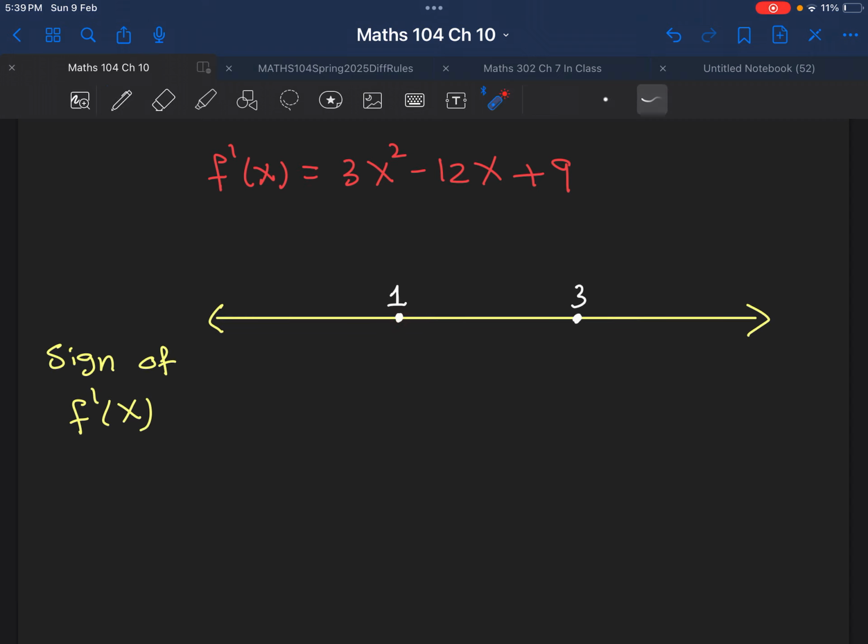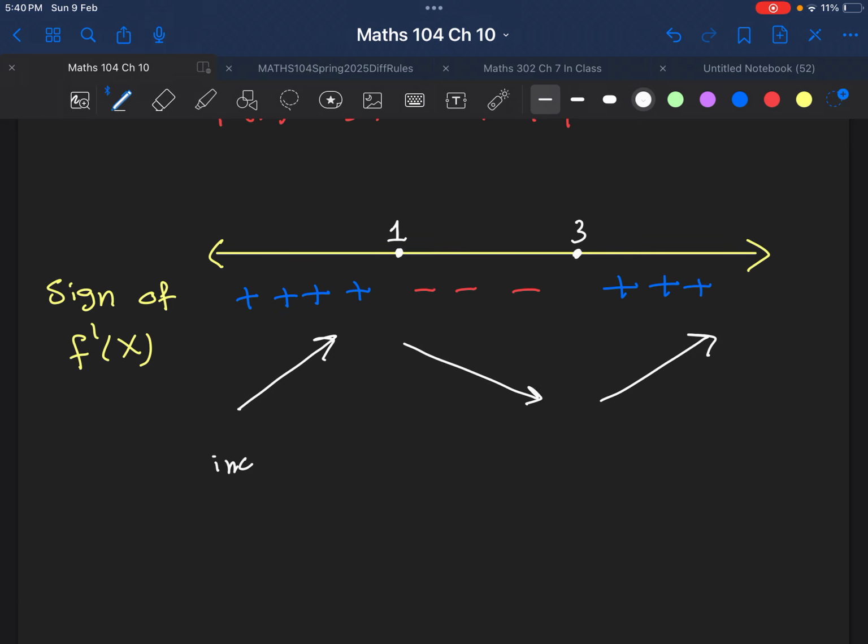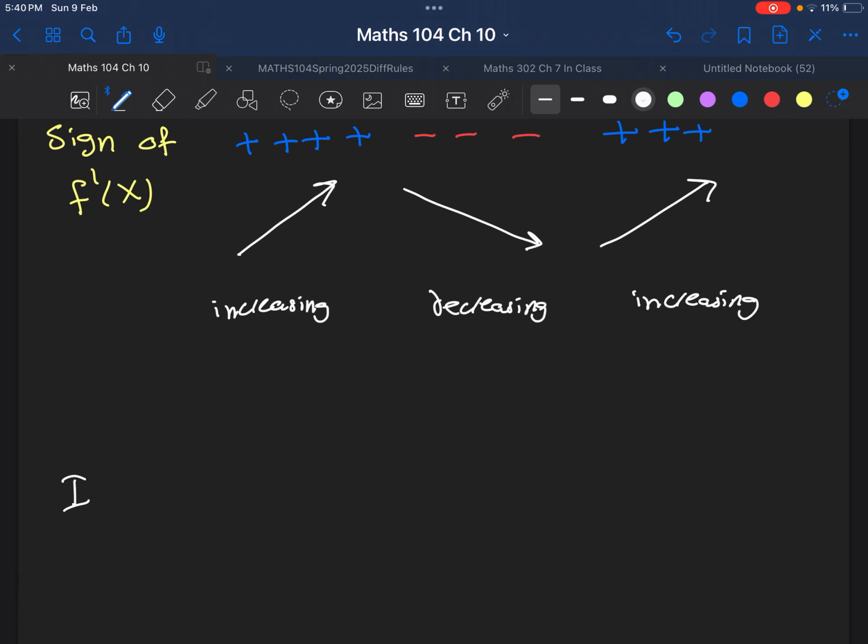Now, what is the sign of f prime? If we substitute a number between 1 and 3, we get a negative. So in the middle, it will be just minus, minus, minus. If we substitute a number greater than 3 in the derivative, it will be positive. Less than 1, for example, try 0, it will be positive. So you have increasing, decreasing, increasing. So we have increasing in the first part, decreasing in the second part, and finally, increasing in the third part.